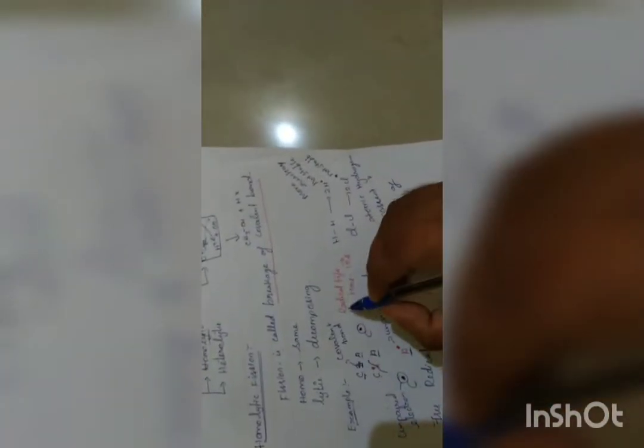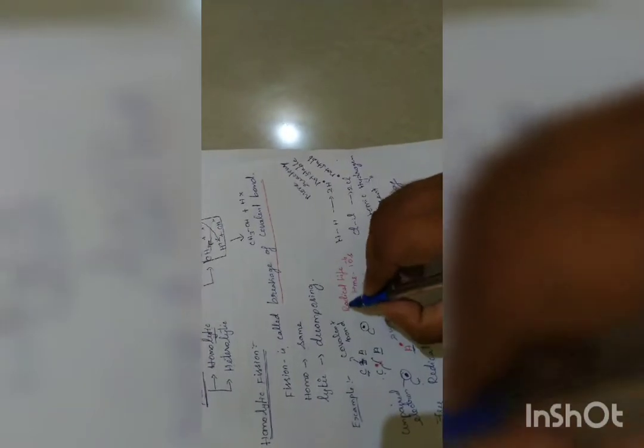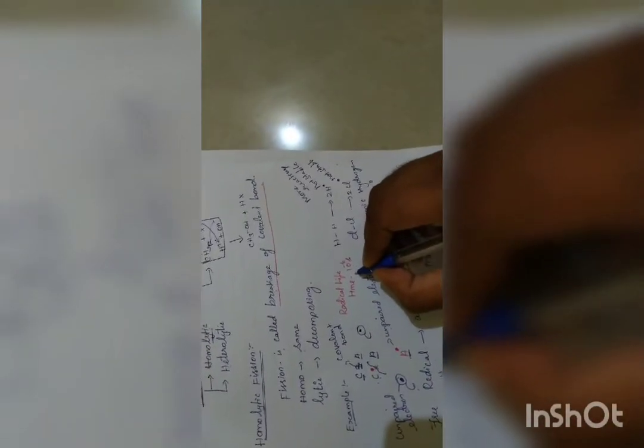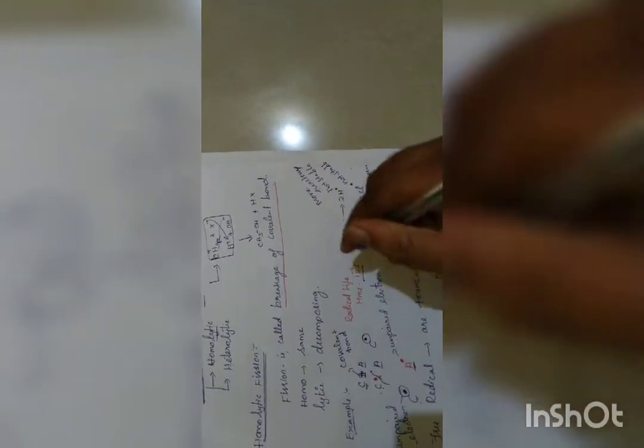There is no double bond. It will be separated and become the free radical. Now, the free radical lifetime is very, very short, 10 power minus 6 seconds, microseconds. So it is not stable.